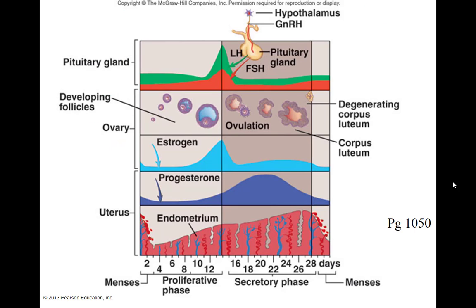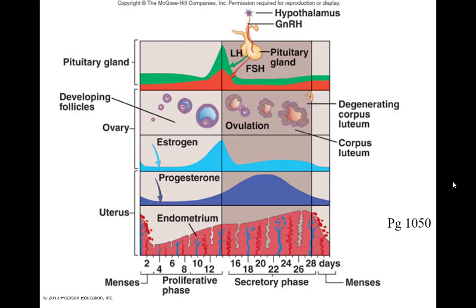Now, here's the hormonal part. There's your pituitary gland. It's making your follicle stimulating hormone and luteinizing hormone. The first 14 days-ish, they're about steady. Around day 14, you start to get that huge rise in luteinizing hormone and follicle-stimulating hormone. It's that major spike in luteinizing hormone which causes ovulation.